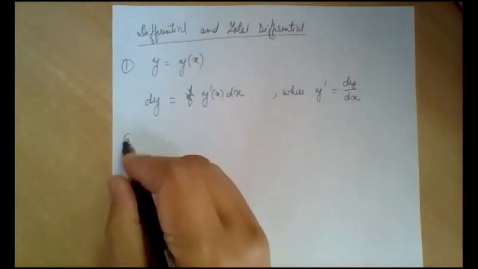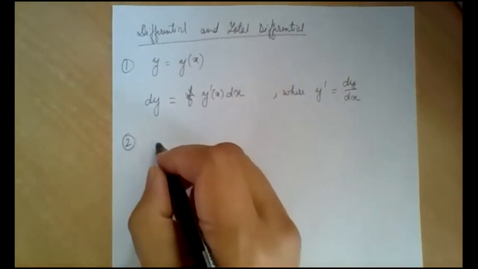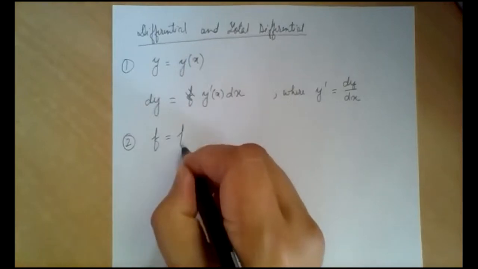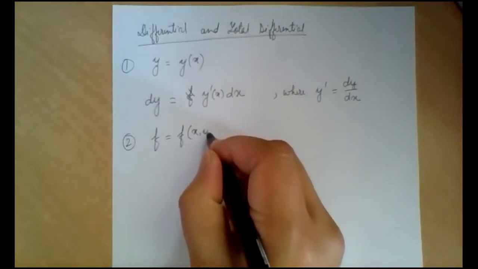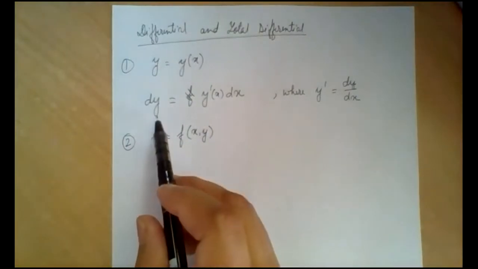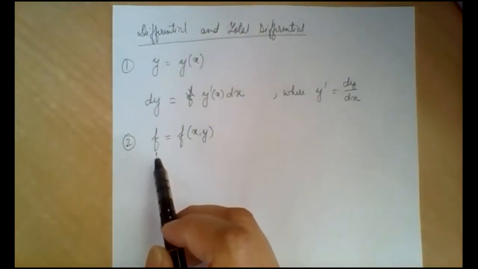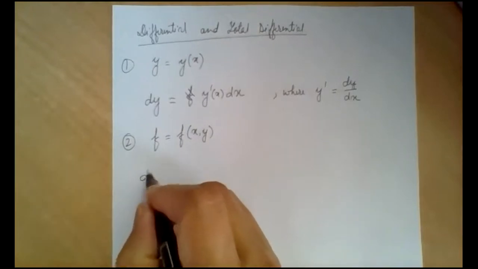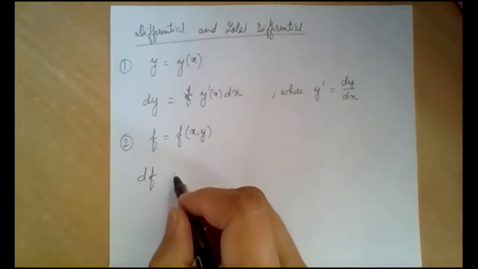Now suppose we have a function of two variables. This f is a function of two variables, let us call them x and y. We can extend this idea of differential to this function f, and we call it df. df is called the total differential.